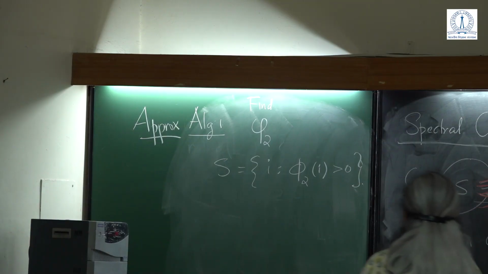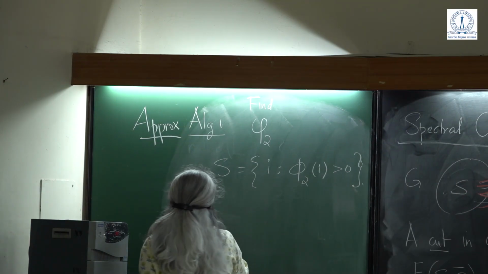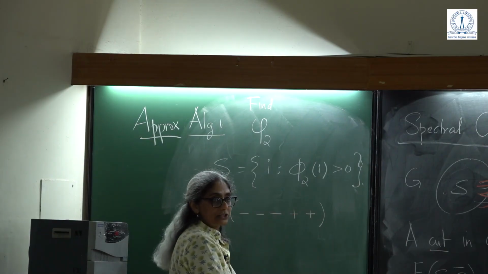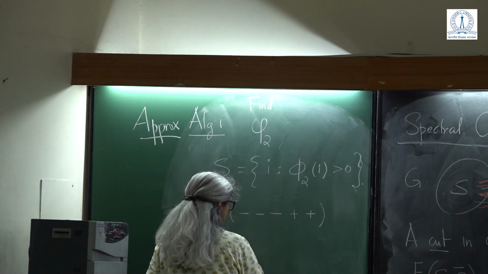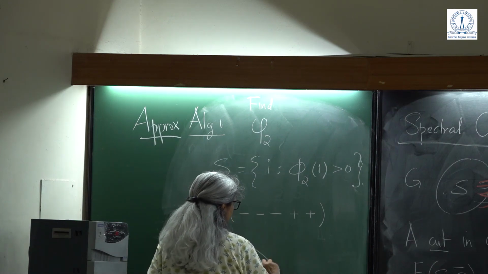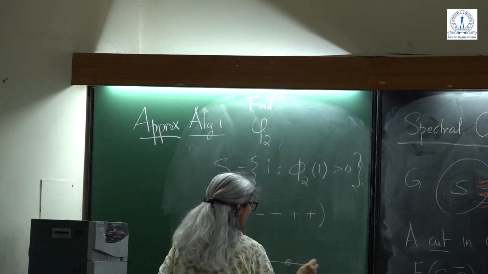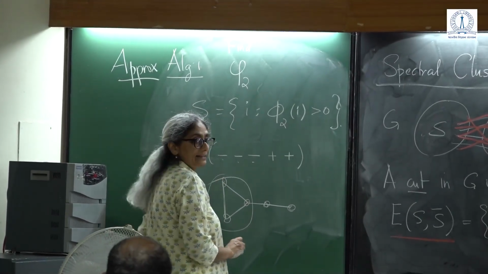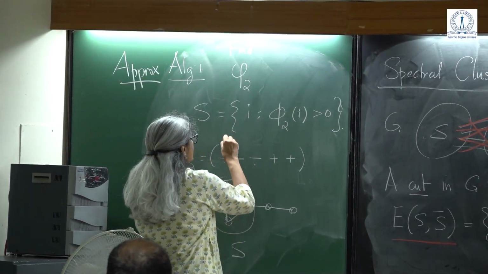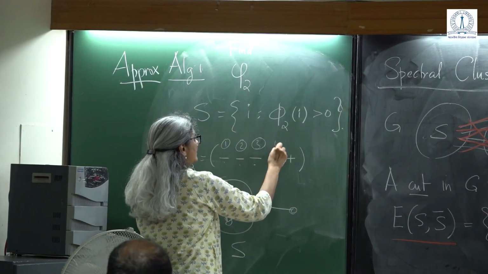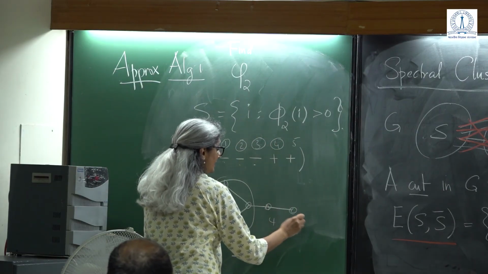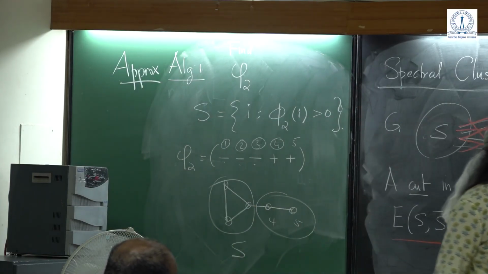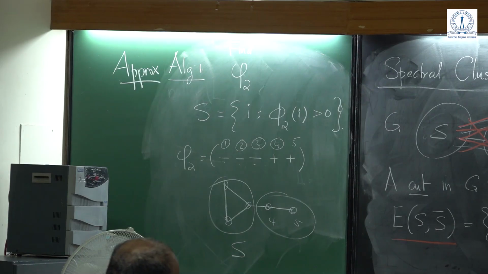So in the tadpole graph, for example, the phi2 had negative, negative, negative, and then positive, positive. So it will say these three guys correspond to this. That is the S. So this is index 1, index 2, index 3, 4, and 5. And this is 4 and 5, and these go into S bar. So this is algorithm 1. Everybody okay? So this is very easy.